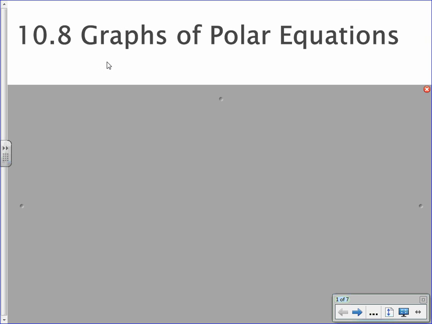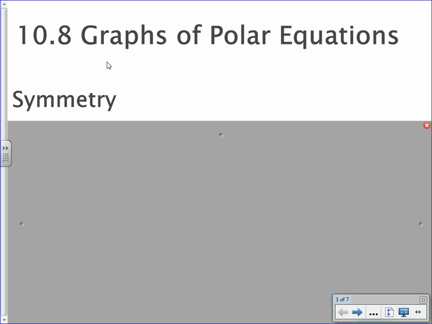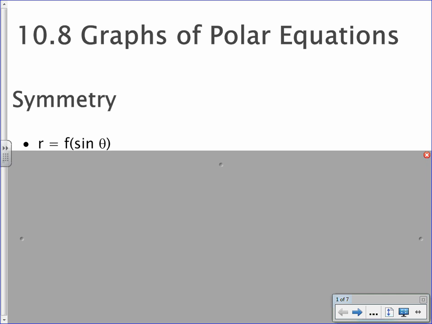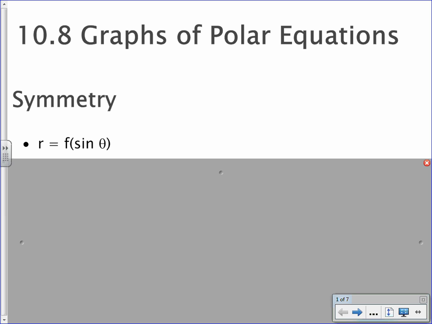Some of your observations. The first thing I want to talk about is symmetry. Did you notice some symmetry in all of these graphs? Yes, excellent. If there was a sine of theta in your equation, what kind of symmetry was there? Vertical? Vertical, says pod 1. Do we agree or disagree?